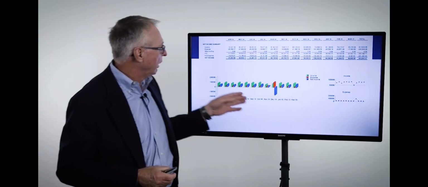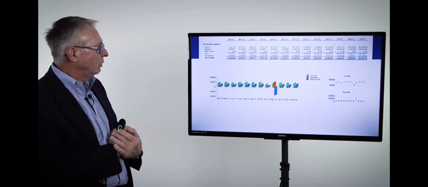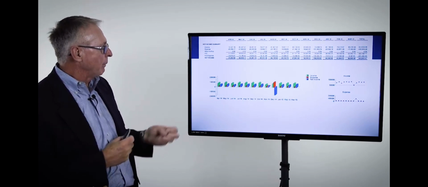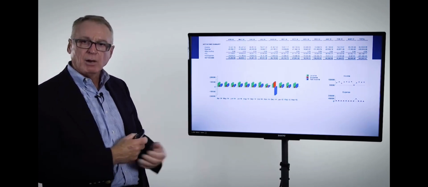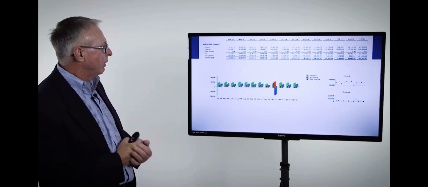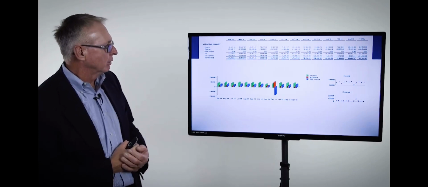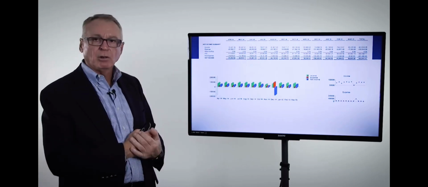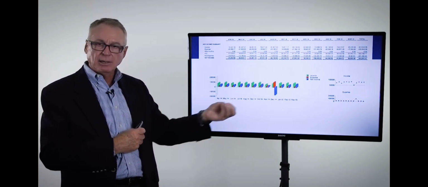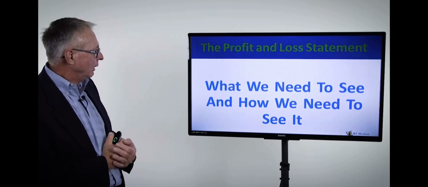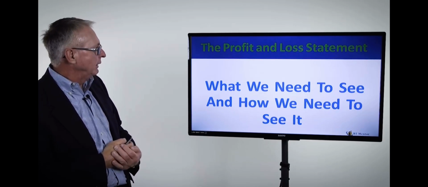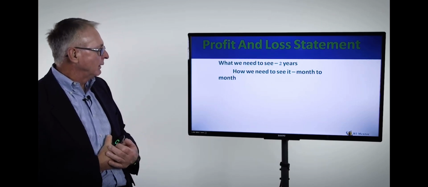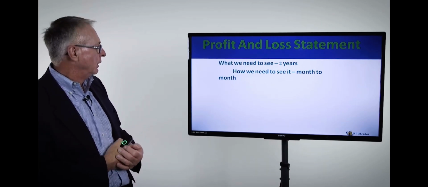So anyway, what you're going to do is take income minus expenses, and you'll have your net operating income. You'll get this on every deal from every broker or from the seller. But you want to have it broken out so you can go across and look at all the outliers or the things that are different. So what we need to see and how we need to see it, well, I just mentioned we want to see it broken out by month, and we'd like to see the last 2 years of P&Ls.